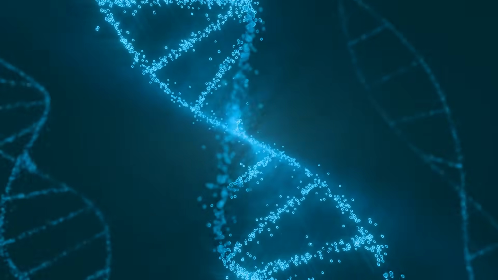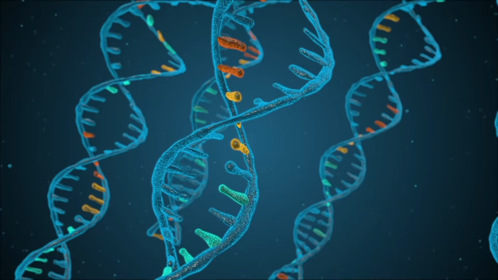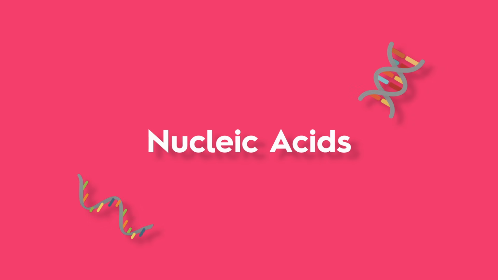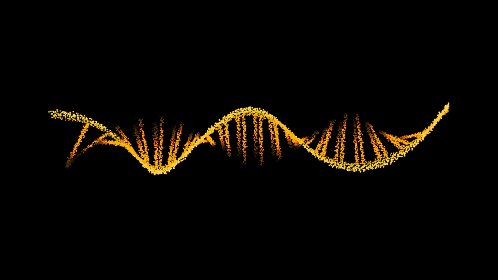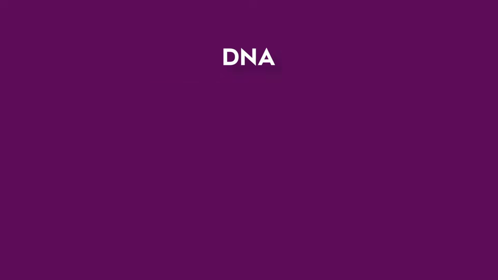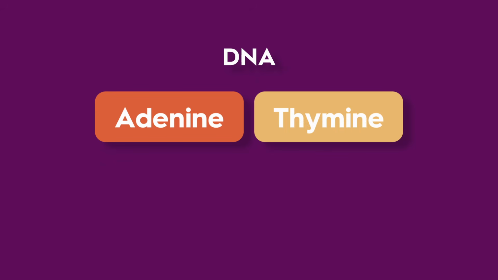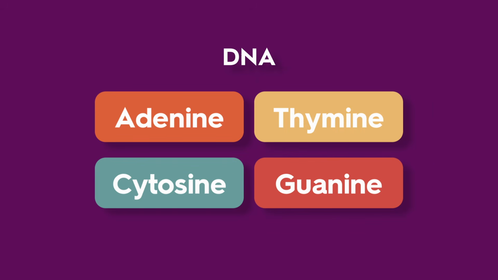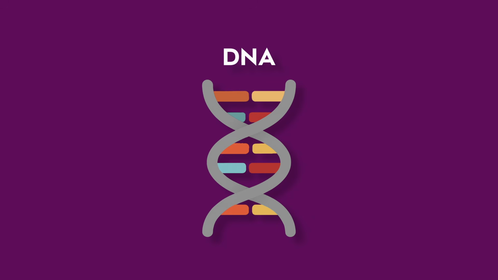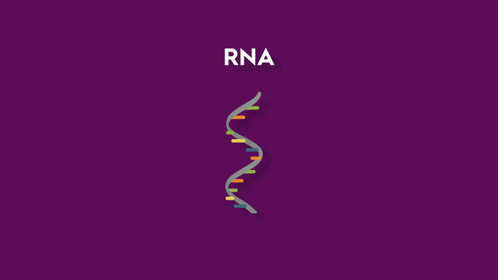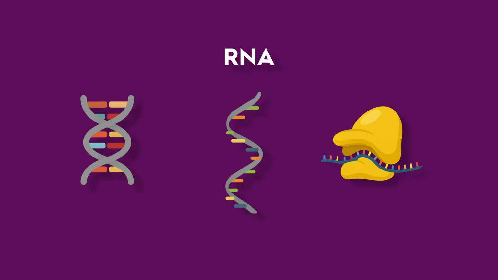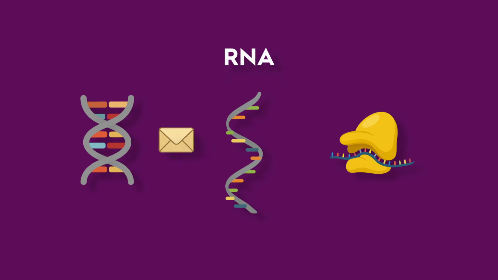Now it's time to meet the final member of life's molecular lineup. Nucleic acids, the molecules that store and transmit genetic information. Nucleic acids include DNA and RNA. DNA is made of nucleotide pairs, adenine with thymine, cytosine with guanine, forming a double helix that encodes genetic data. RNA carries messages from DNA to ribosomes, so proteins can be built, bridging genetics and function.